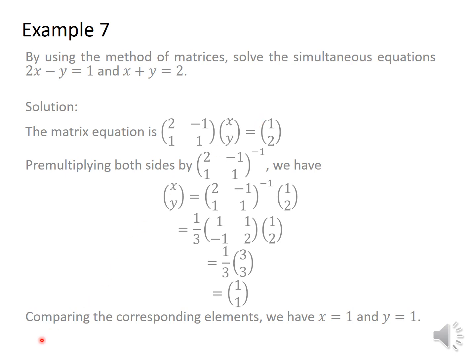So how to get the inverse matrix for a 2 by 2? For example, we have a 2 by 2 matrix A, with entries a, b, c, d.